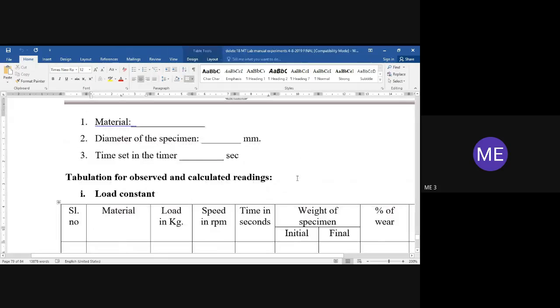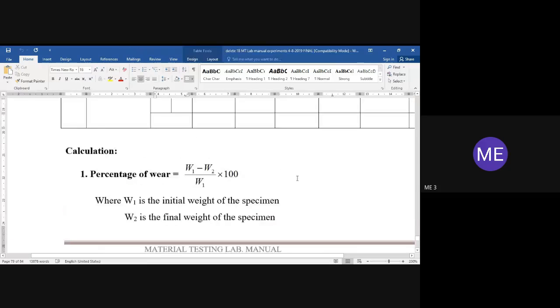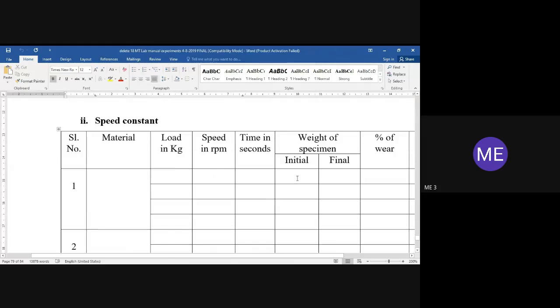When you come to observation, again the material you have chosen may be aluminum or steel. You have to note the diameter of the specimen. A timer is set, whether you set it for 30 minutes, 20 minutes or 15 minutes, because you have to mount the timer. The tabular column is considered: load in kg, speed, time in seconds, and weight of the specimen.